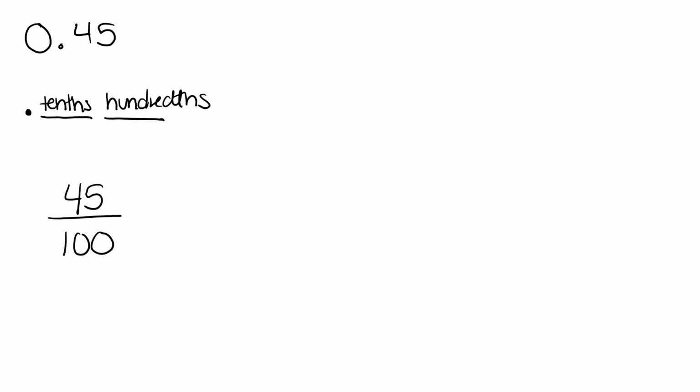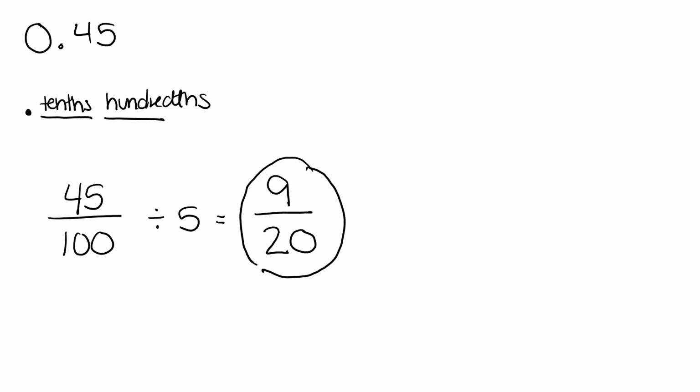Now, we always want to simplify our fractions, so I can divide both the numerator and the denominator by 5. 45 divided by 5 would give us 9. 100 divided by 5 would give us 20. 9 over 20 is our simplified fraction.